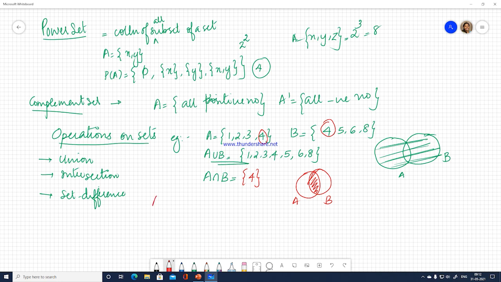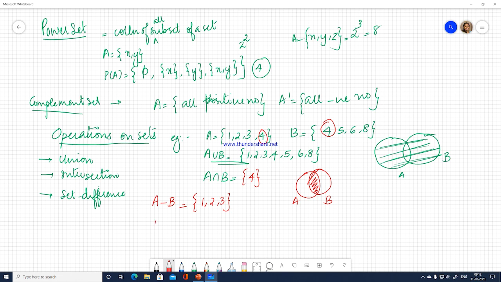Now, set difference means A minus B. A set consists of 1, 2, 3, 4. From this you are subtracting the element which is included in B. So you will write the set as 1, 2, 3, because 4 is included in the set B. So if 4 is included in set B, you don't have to consider that element.